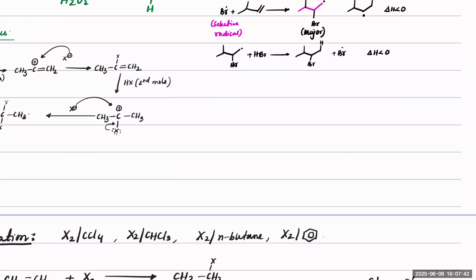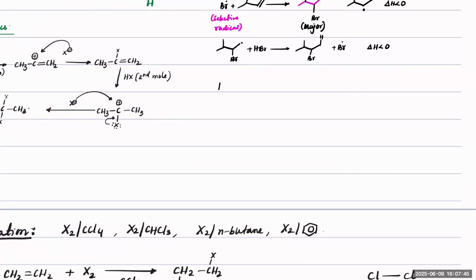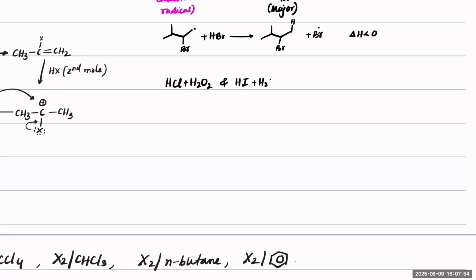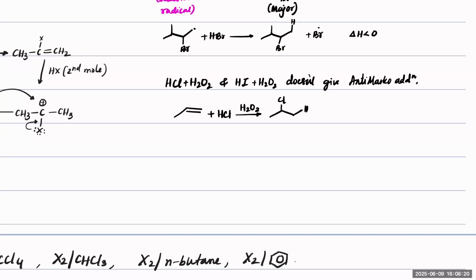Suppose I do the same thing for HCl plus H2O2 and HI and H2O2. These two do not give anti-Markovnikov addition. Suppose you have a pi bond here and I add HCl in the presence of peroxide; this will still give a Markovnikov addition product. This is following Markovnikov addition.